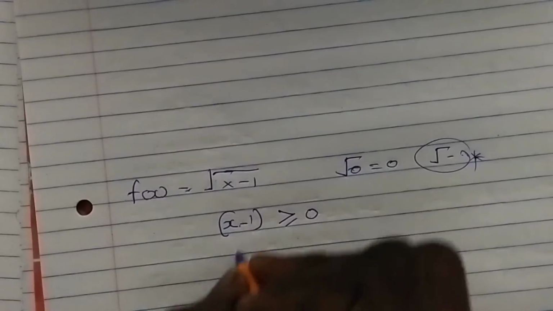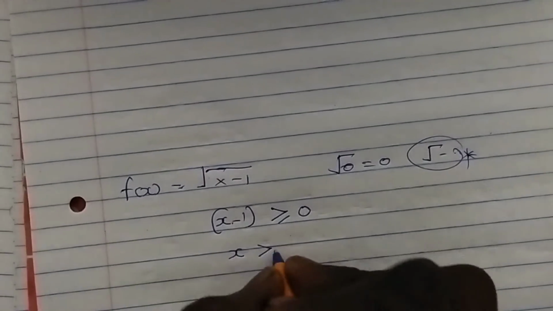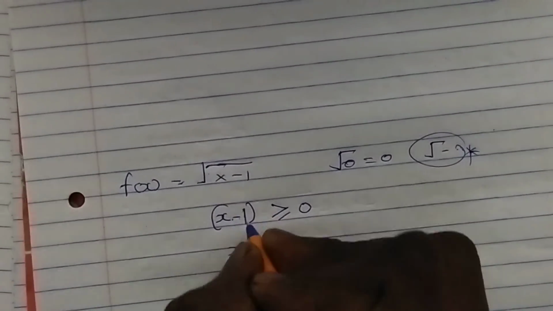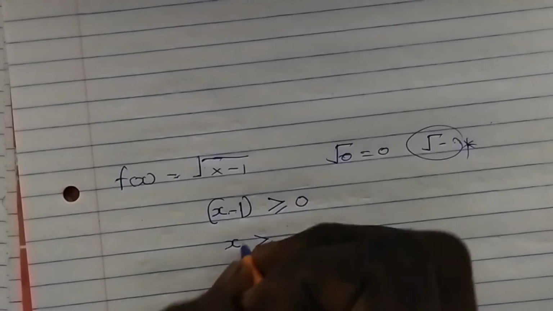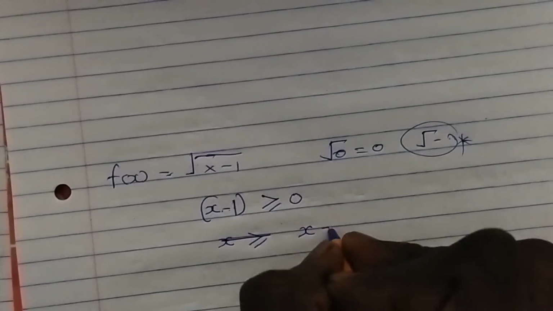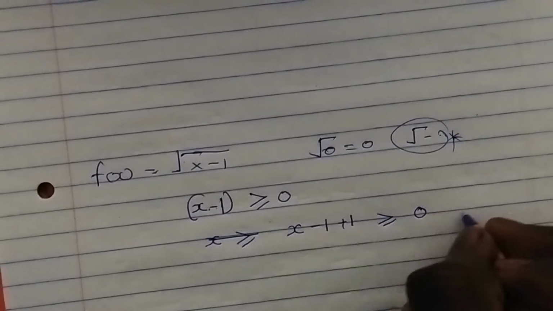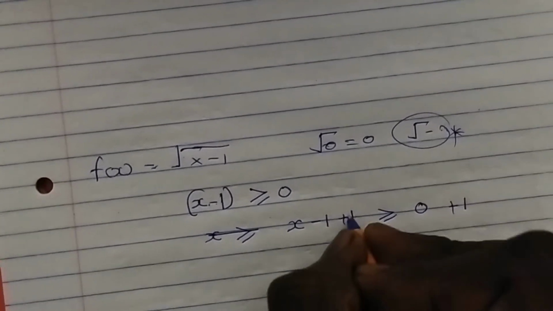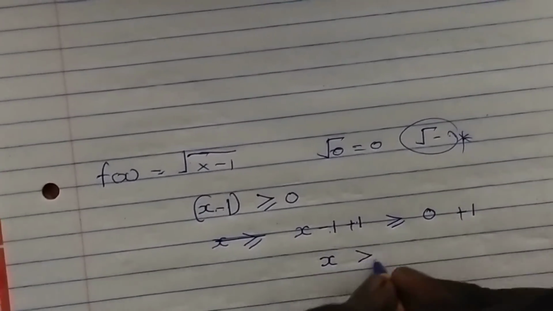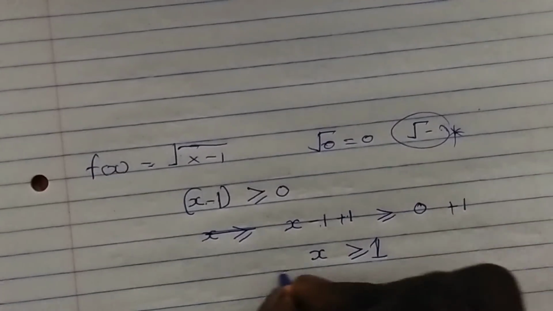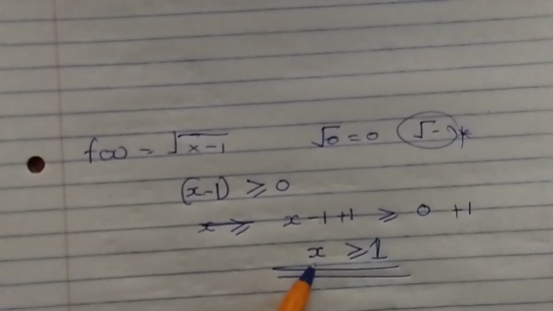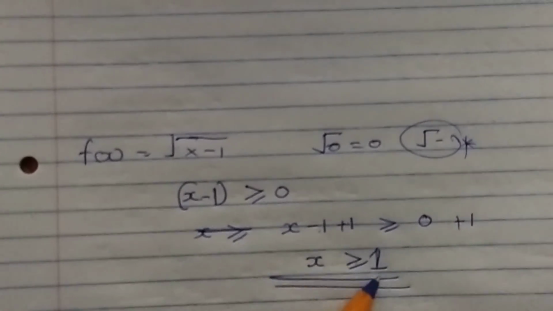So we are going to equate this. So this means x is going to be greater or equal to, now we are going to be adding 1 on both sides. Let me work it in a better way. X minus 1 greater or equal to 0. So add 1 this side, add 1 also this side. This and this will become 0. So x must be greater or equal to 1. So this becomes our domain. The domain for this case are all values of x that are equal or greater than 1.